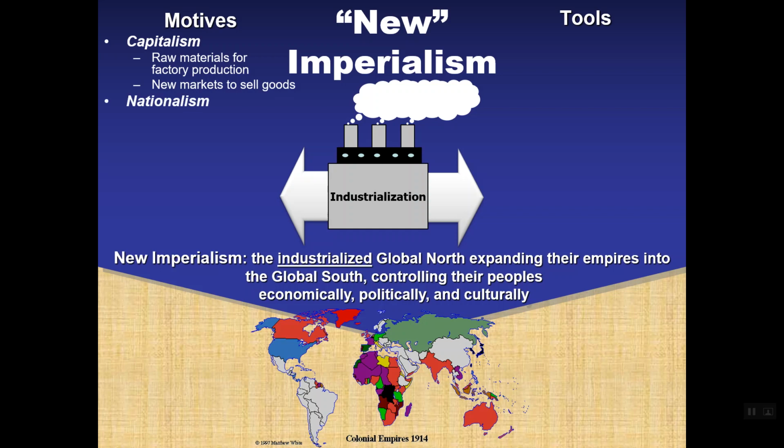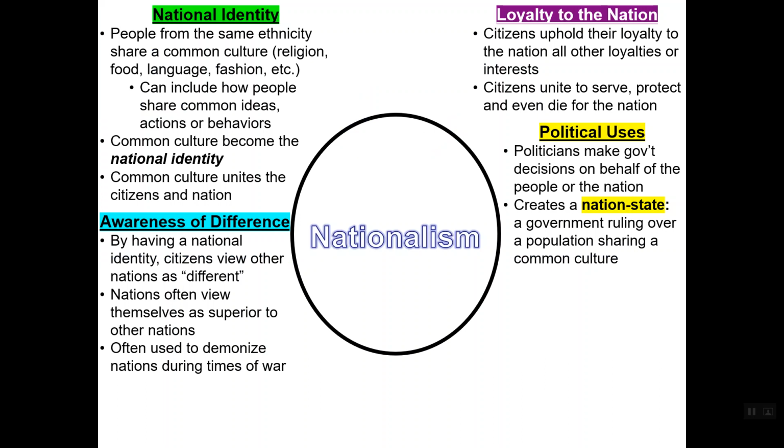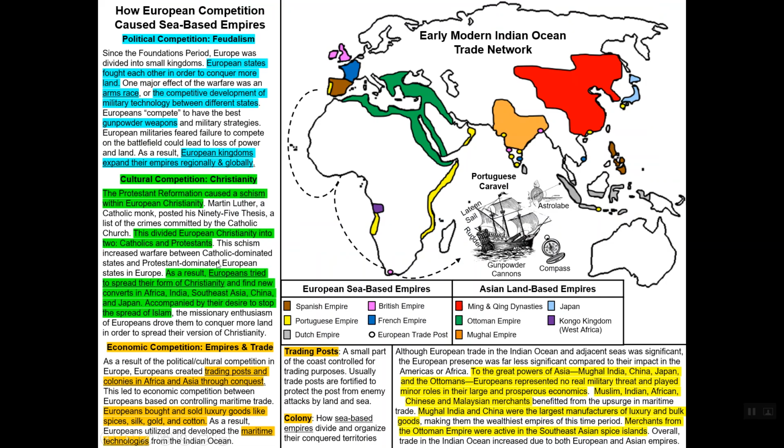Another factor is nationalism and the continual competition by Europeans against one another. Continual competition between European empires. If you remember, we talked about nationalism and how people create a national identity through a shared culture, but it also creates a view of the other and the fact that there are people other than the ones that are like you, right?